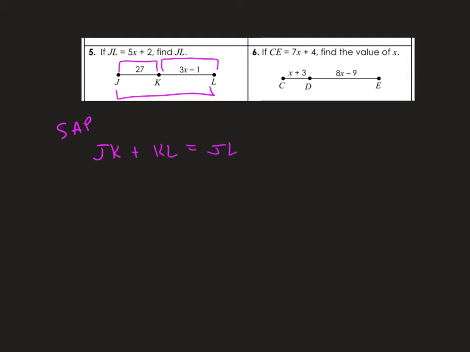And now we're going to substitute in known information. So instead of JK, we're going to write what JK is worth, 27, plus KL. Instead of writing KL, we're going to write what KL has been given to us, 3x minus 1, equals, what's JL worth? JL is worth 5x plus 2. So we're going to put 5x plus 2 right here. Find JL. So let's get to it.